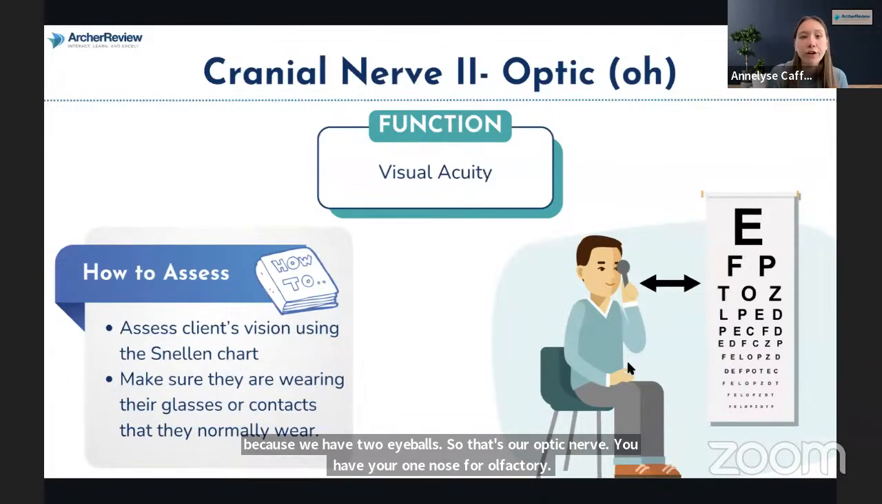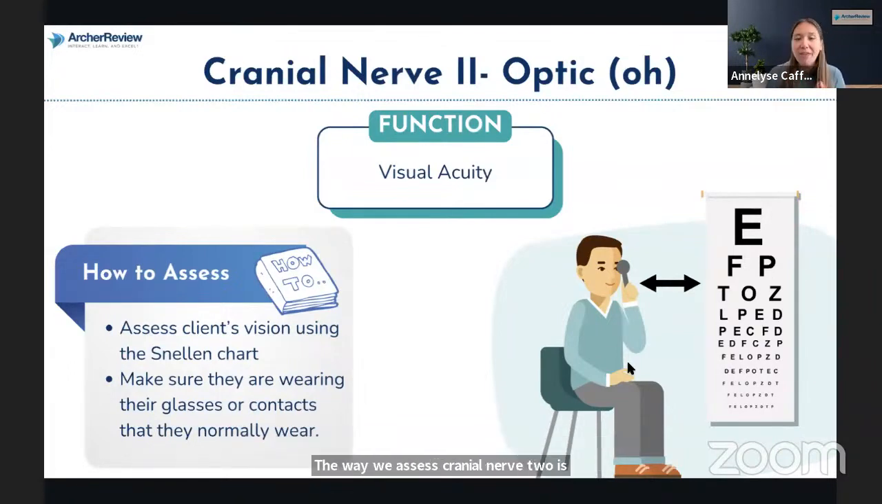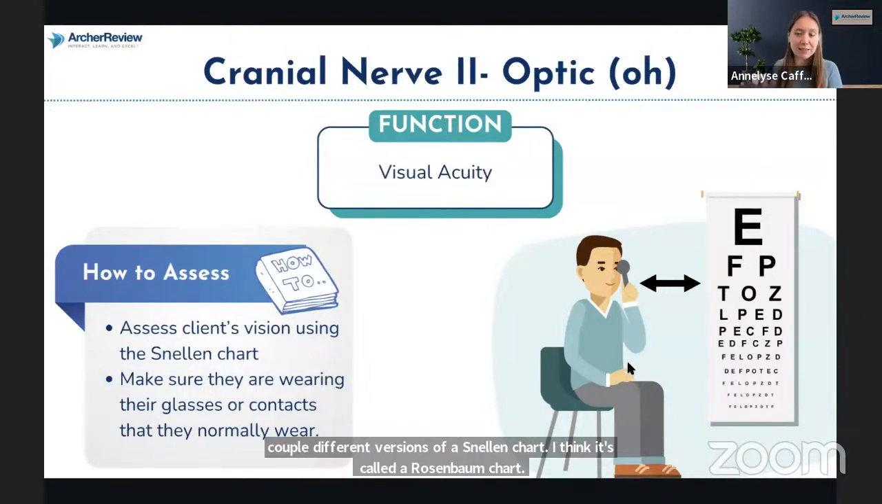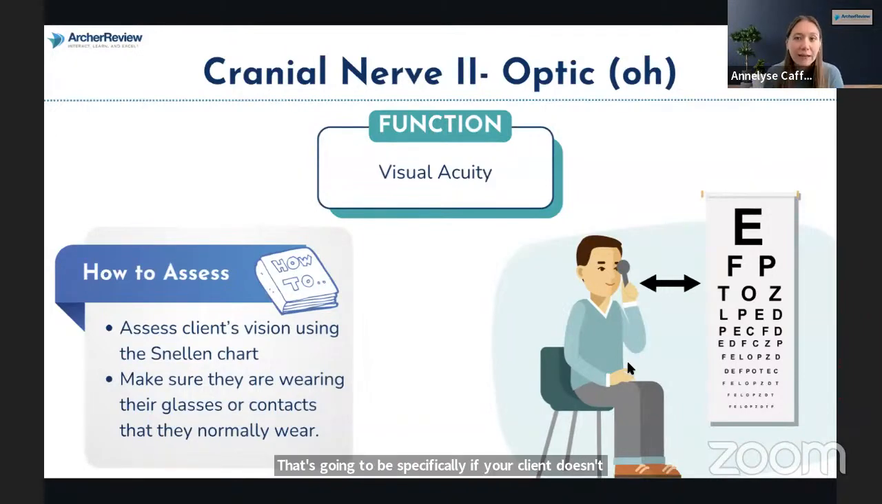The way we assess cranial nerve 2 is with a Snellen chart. That's going to be the easiest way to do it. There's a couple different versions of a Snellen chart. I think it's called a Rosenbaum chart. That's going to be specifically if your client doesn't speak the same language as you, or maybe they can't read, they have dyslexia, letters are hard for them. There's some that have images on them. So they'll go down the lines and they'll say, oh, that's a house, that's a tree, that's a boat, that's a baseball. There are some that have signs on them. There are some that have numbers, if numbers are easier than letters for your client. So assess your client, know their cultural background, know their education level, and that's going to decide what chart you use. So you should be set there.